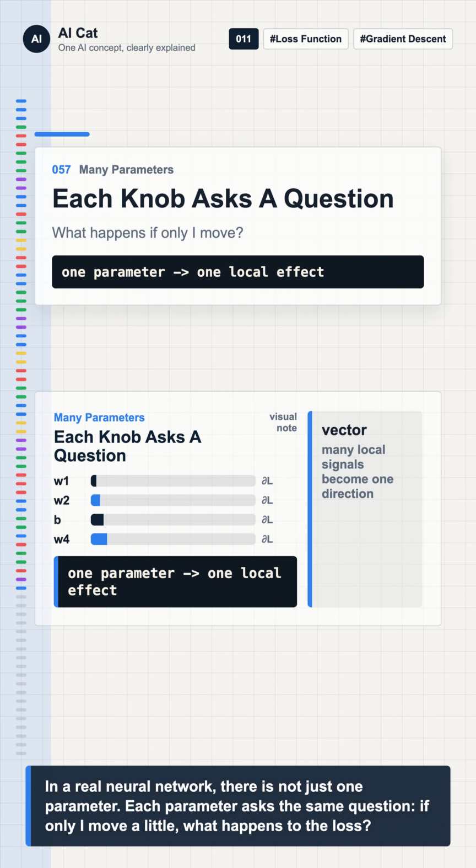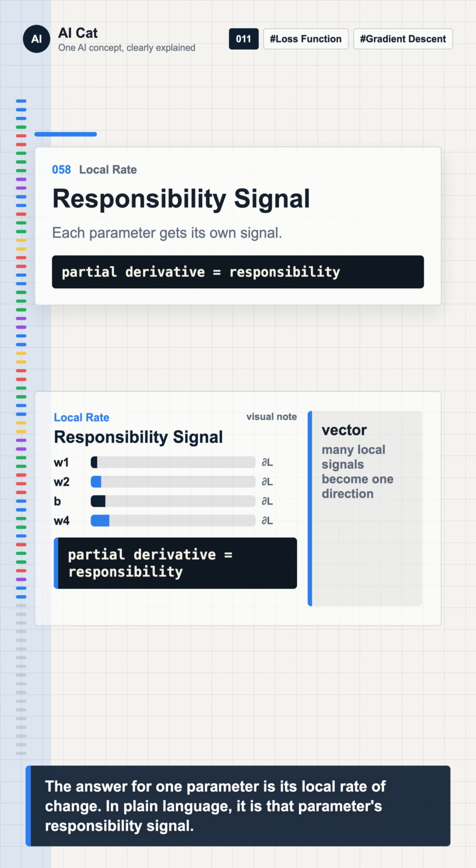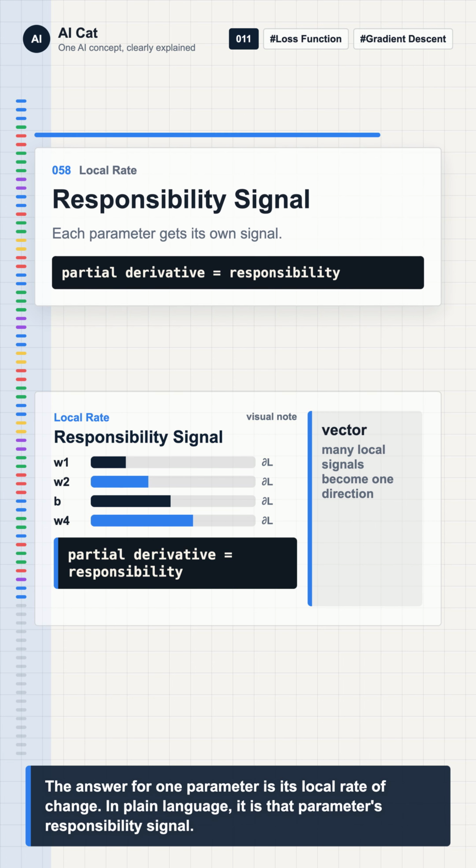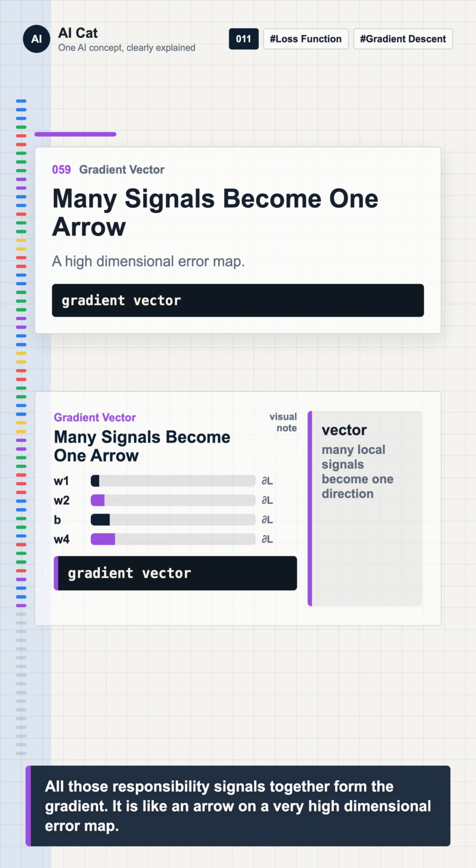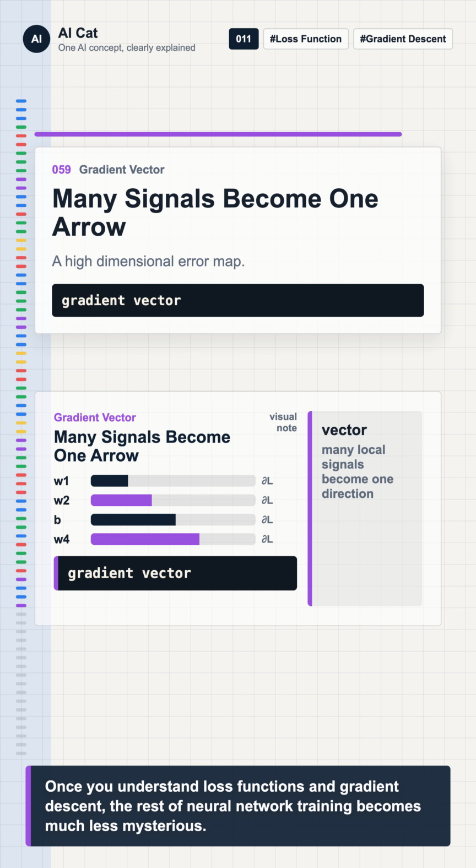In a real neural network, there is not just one parameter. Each parameter asks the same question. The answer for one parameter is its local rate of change. In plain language, it is that parameter's responsibility signal. All those responsibility signals together form the gradient. It is like an arrow on a very high-dimensional error map.